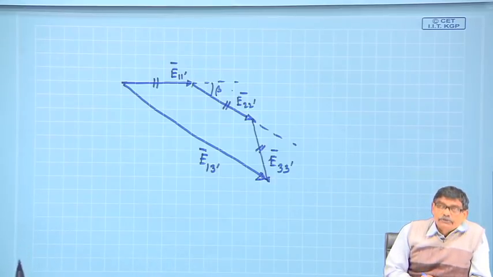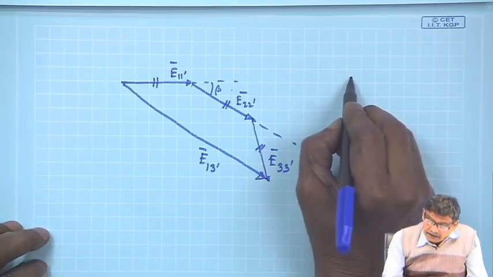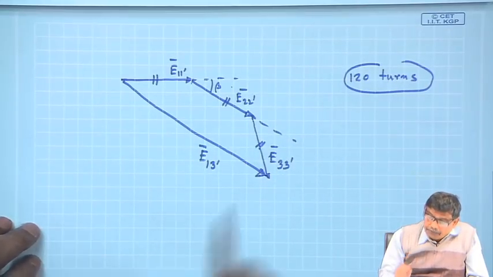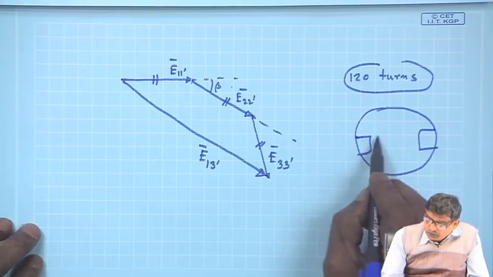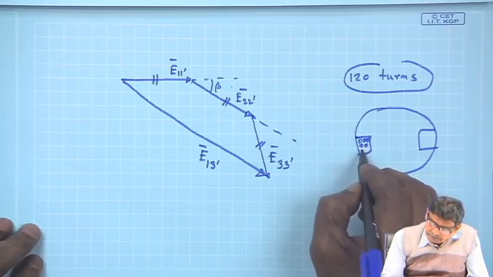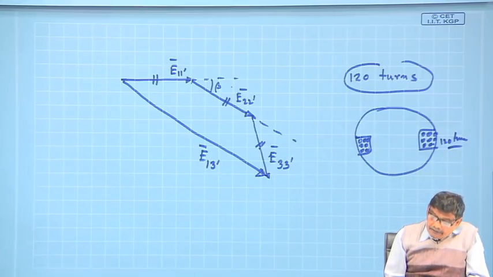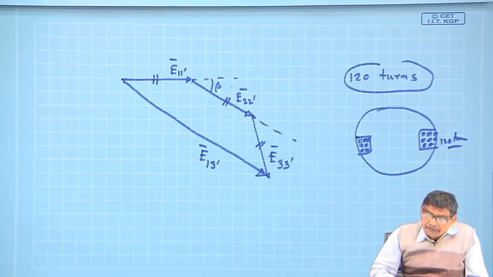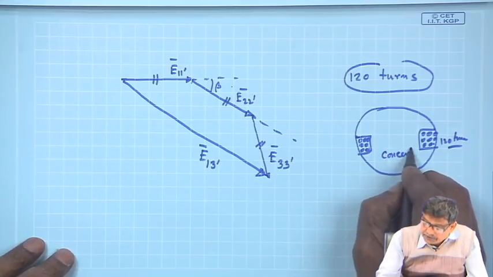Suppose I want to generate a certain RMS voltage in a machine, and I found out that I require 120 turns. This RMS voltage can be obtained by only taking two slots and accommodating all 120 turns here. That is, 11 dashed, 22 dashed and 33 dashed, each one of them should have 40 turns, and they are all connected. This is called concentrated winding, not distributed.